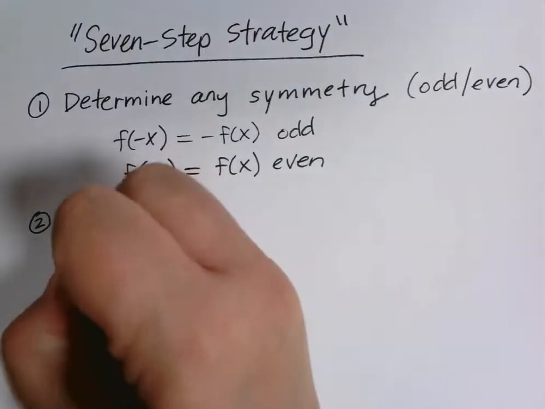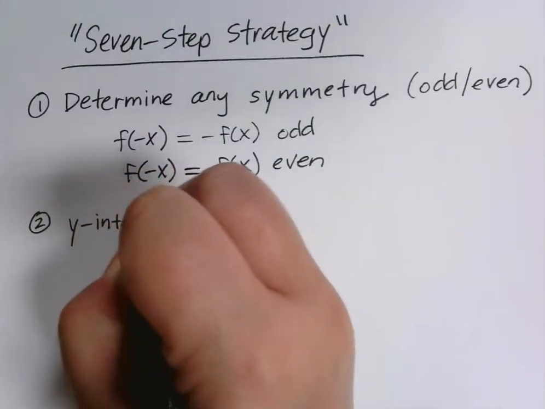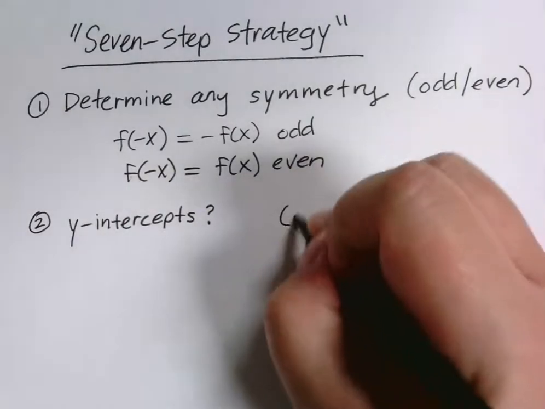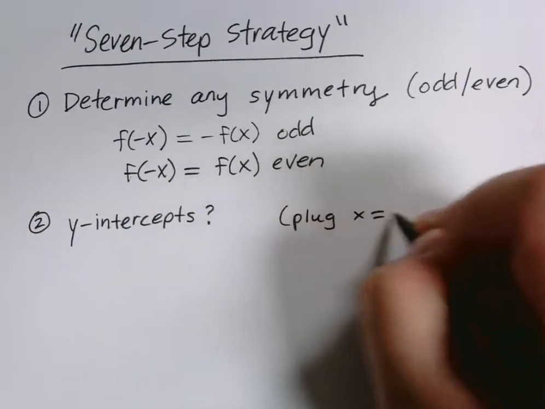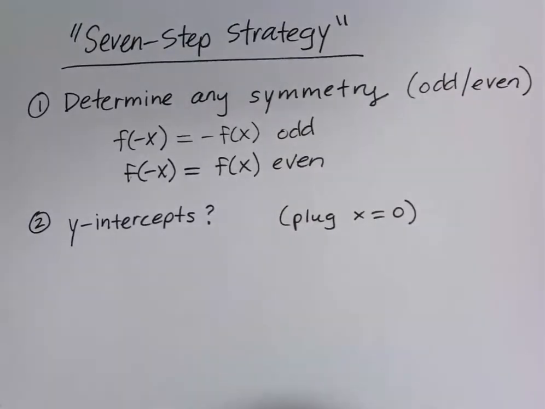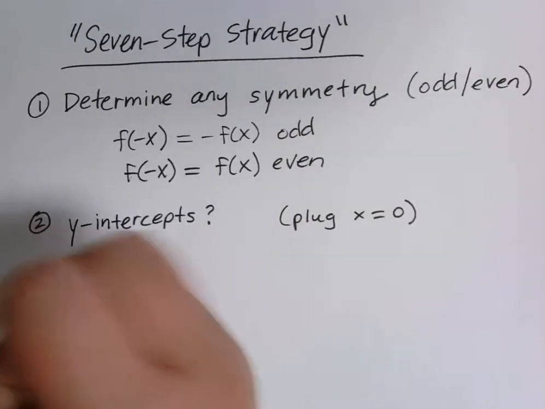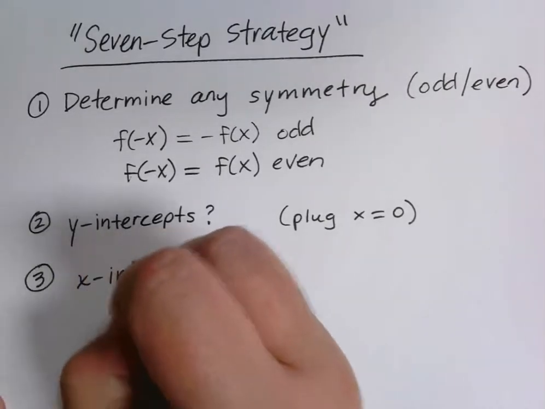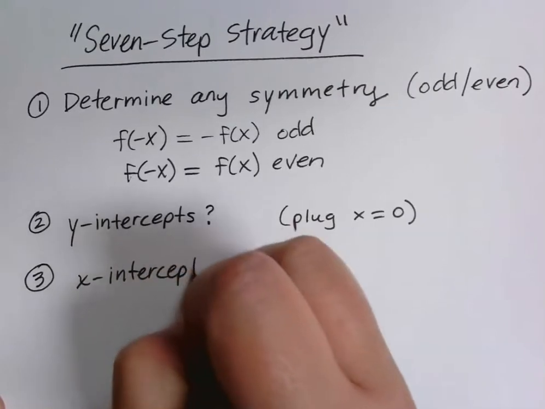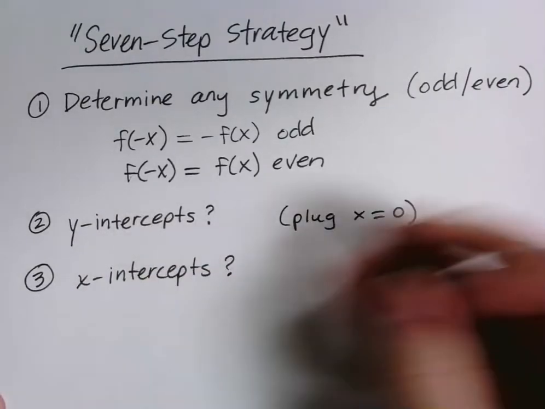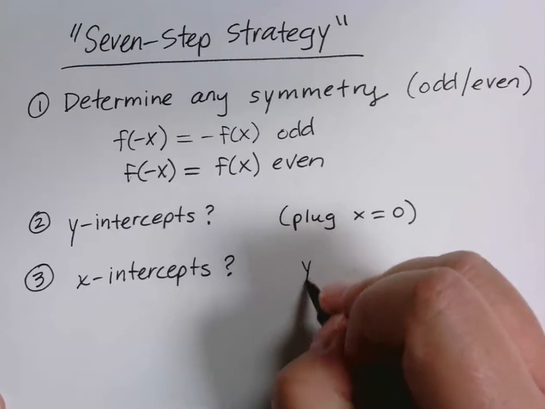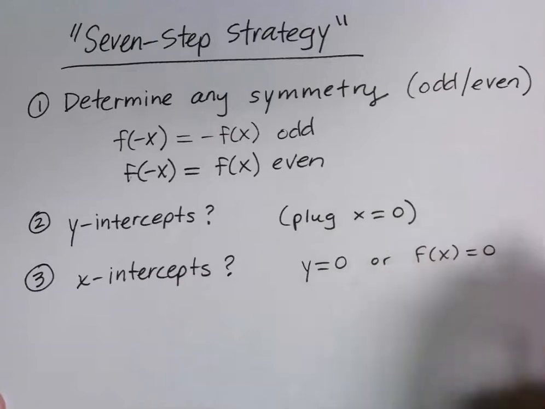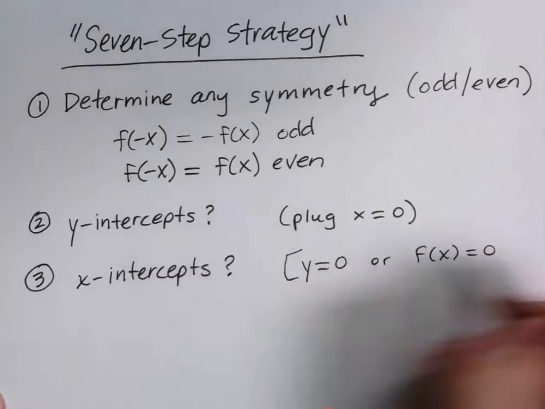But next, you're going to find the y-intercepts, if there are any. Remember that to find a y-intercept, you can plug in x equals 0. That's how you find your y-intercepts. You find out where x is equal to 0, because x is equal to 0 on the y-axis. Next, you find your x-intercepts. Well, that means where y equals 0. That's the same thing as saying f of x equals 0. Usually what that means in this case is set your whole function equal to 0.